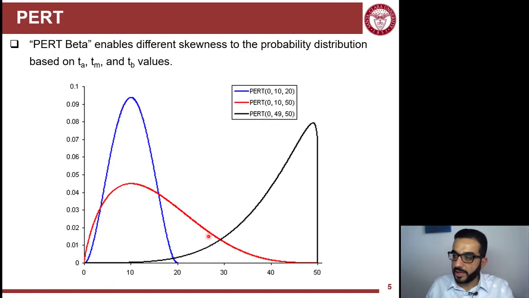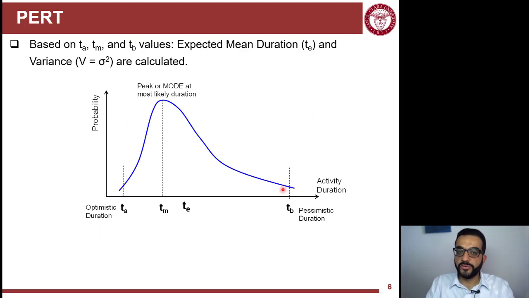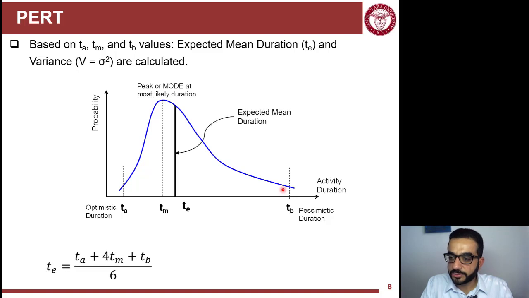But the black one is very pessimistic. The most likely is pretty close to the pessimistic estimate of the duration here. So once for every activity you have the TA, TE, and TB, you will be able to represent that probability distribution by the two statistical values to represent any probability distribution, which is the mean and the variance. So you'll be able to calculate the expected mean duration, which is using this formula, kind of using weights.